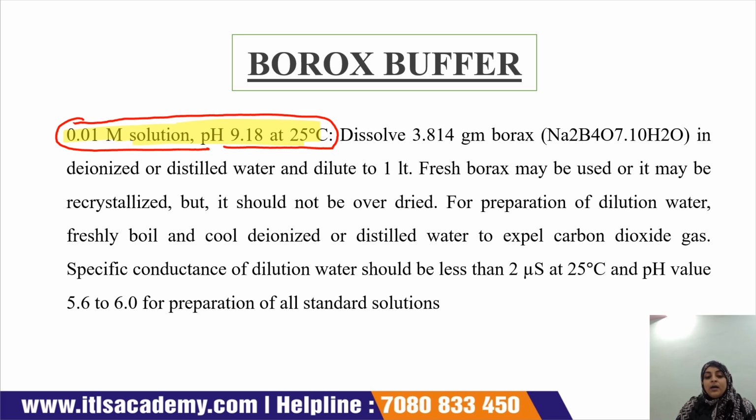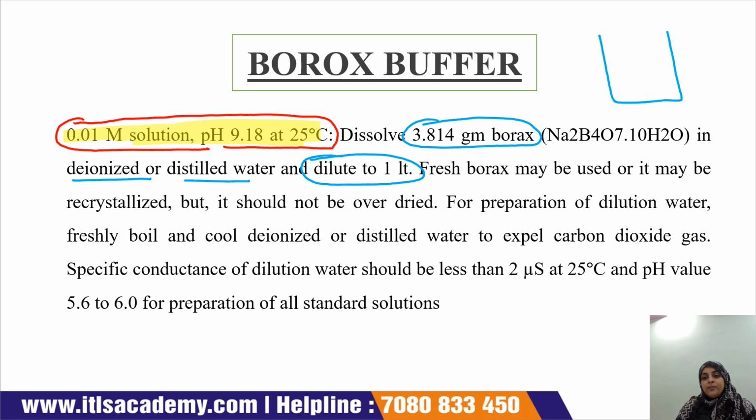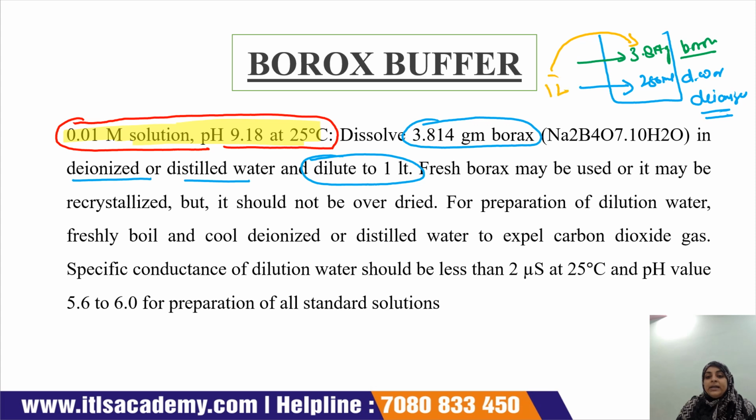We weigh 3.814 gram of borax and it is dissolved in either deionized water or distilled water and diluted to 1 liter. Okay, now we take a 1 liter conical flask or a beaker and put 250 ml of distilled water or deionized water, and then we add 3.814 gram of borax and mix it. After mixing it properly, we add the remaining distilled water up to 1 liter, and here we dilute it to 1 liter.